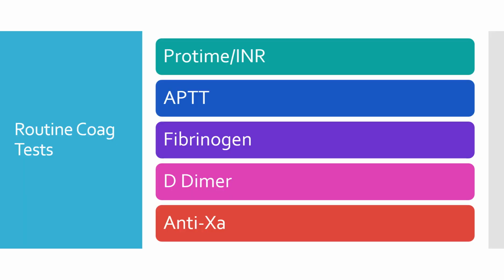So the most commonly performed routine coagulation tests are going to include our ProTime INR, our APTT, fibrinogen testing, D-dimer testing, and anti-10A testing. Now, our anti-10A and our D-dimer are going to be more associated with our fibrinolytic system, but I do want to introduce them to you so that you have an idea of what we're talking about as we move further into our discussions.